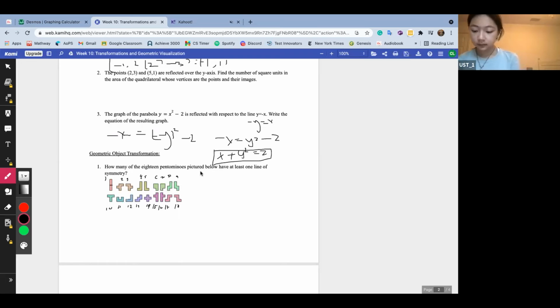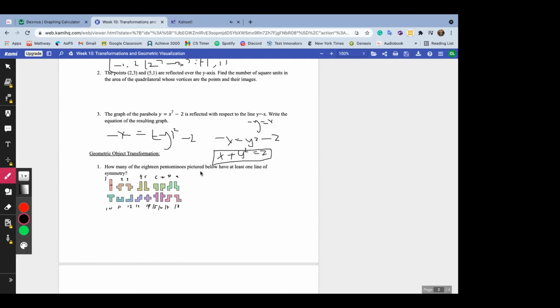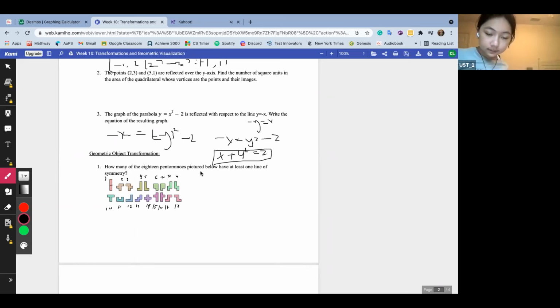Well, you can just check all of them. I'll actually tell you how many there are. There's 6. So just find which 6 are symmetrical. So number 2 and 3, are they like 1 or do I count them as 2? They're 2 separate ones. Okay.